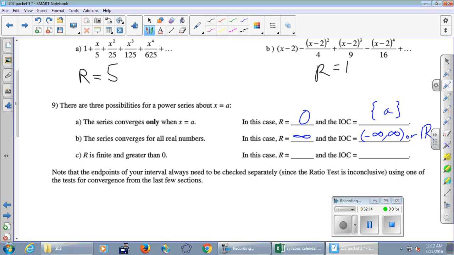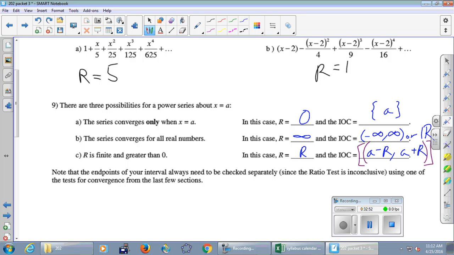Okay, and then finally, if R is finite and greater than 0, the R is just whatever it is. But we actually can write something intelligent here. The interval of convergence is, leave a little blank space here. How do you decide what the interval is? Well, your center is a, and then you're going to go R in either direction. So how do I symbolize that? a minus R up to a plus R, right? And then what about the endpoints?